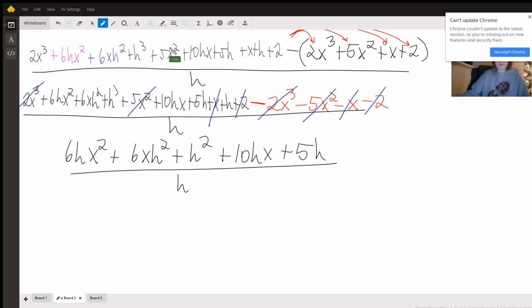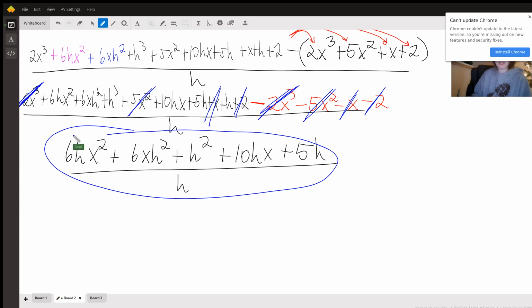And after that, we can combine stuff and cross out certain things. So 2x cubed right here crosses out with negative 2x cubed. 5x squared crosses out with negative 5x squared. X crosses out with negative x. 2 with negative 2. So you should be left with this so far after you cross all of those out, and everything else that you didn't cross out is in here.